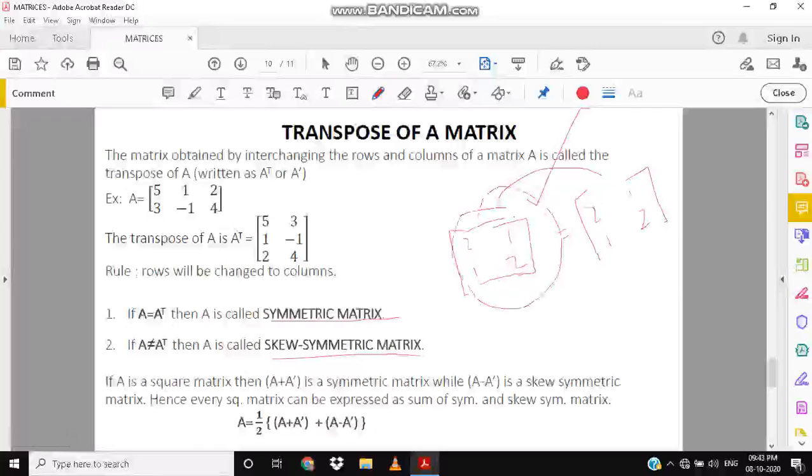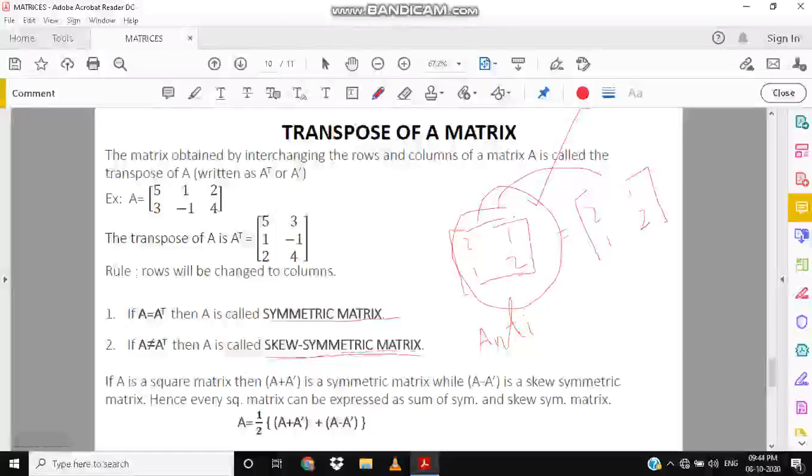And the other is skew symmetric matrix, also called anti-symmetric matrix. In this case, after transposing a particular matrix, you don't get the original one, but you get a different matrix that is not the same as the original matrix. That kind of matrix is called a skew symmetric matrix.